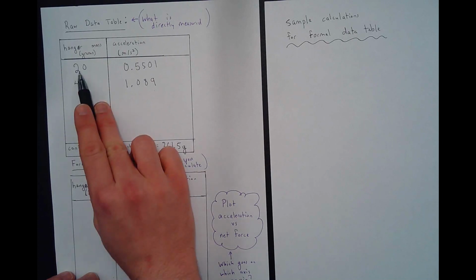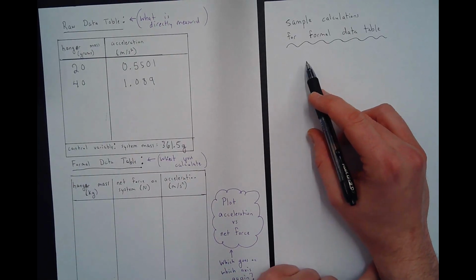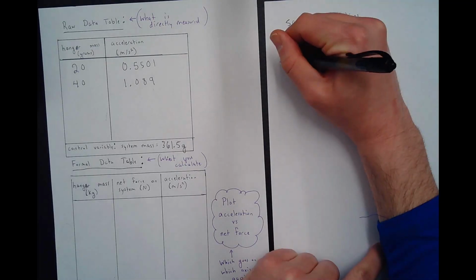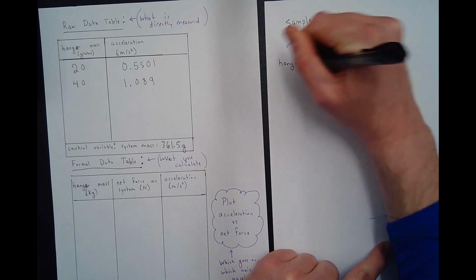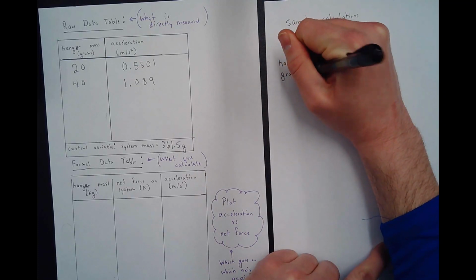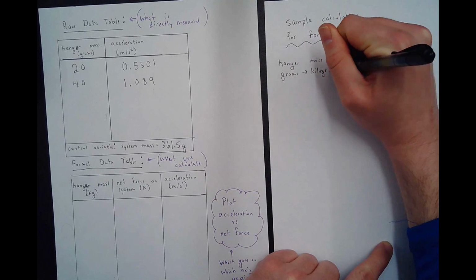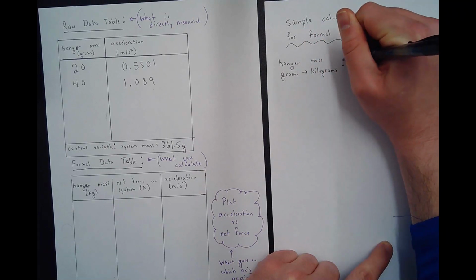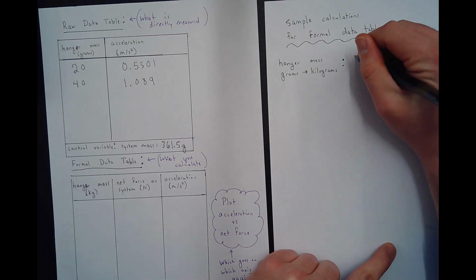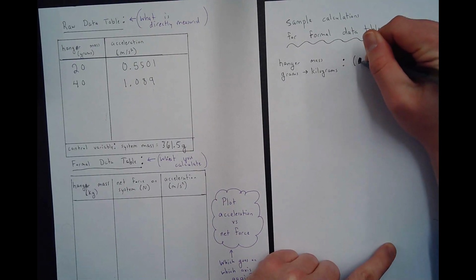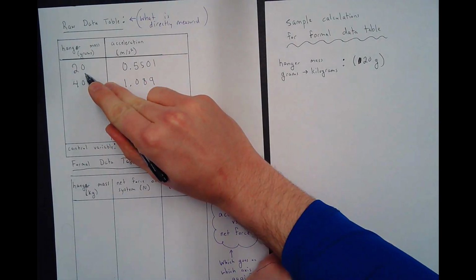I'm going to convert 20 grams to kilograms. Over here, we're going to write down a sample calculation, and we're going to do this for hanger mass from grams to kilograms. We should start by writing down the calculation we're doing. And then the way you do that is you start with your 20 grams of mass. That's this mass right here.